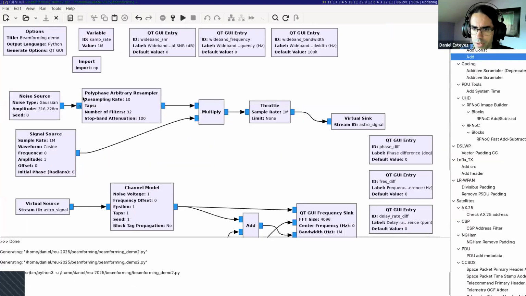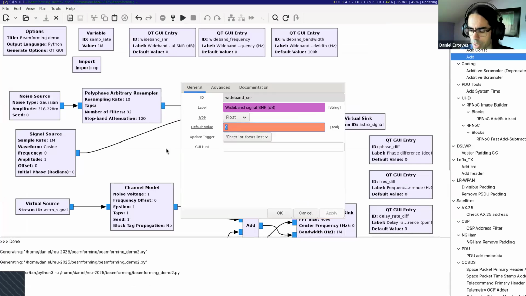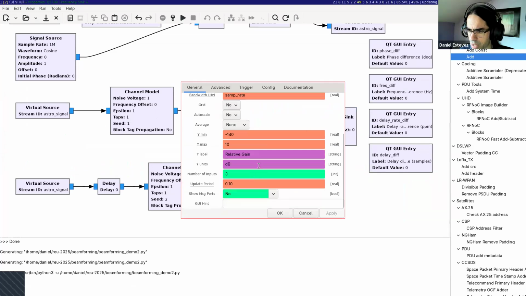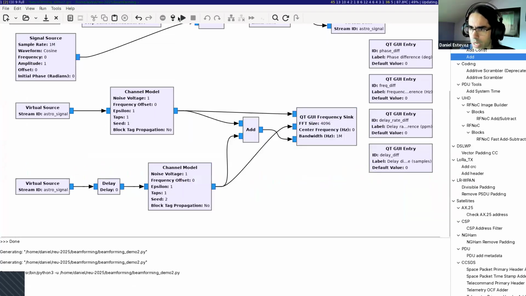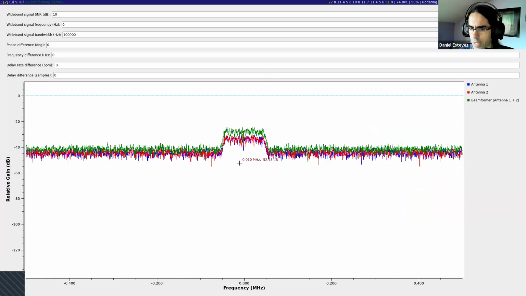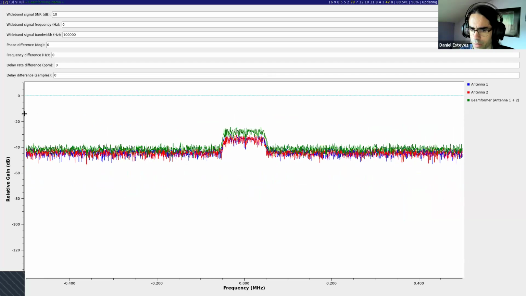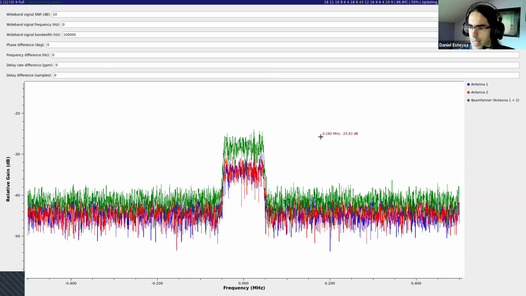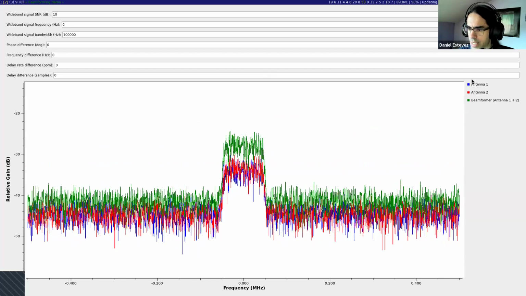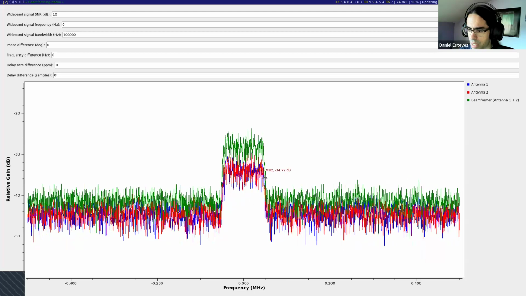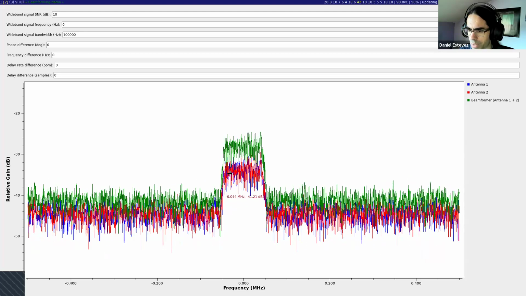I think I want to set this wideband SNR to something like 10, because otherwise it will be very difficult to see anything. And maybe I want to set something like a low averaging here. Okay, and now we can see something. And what we see is the signal which is arriving to antenna 1 and antenna 2 is pretty much the same. You can see it has the same power.